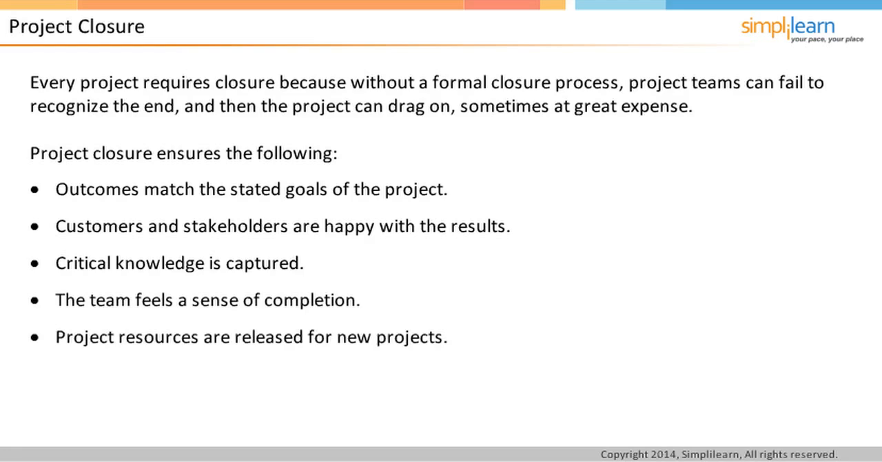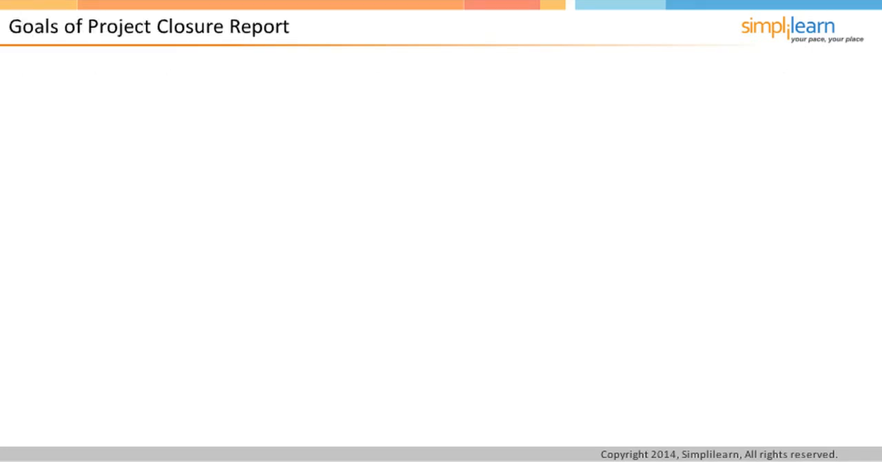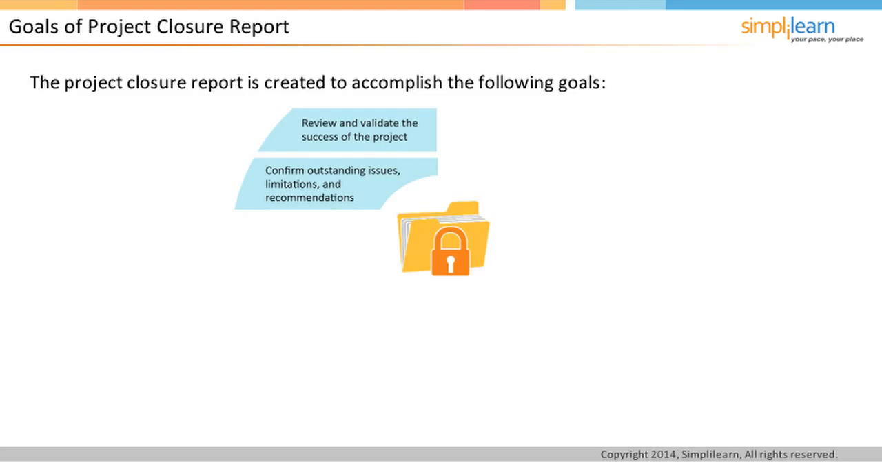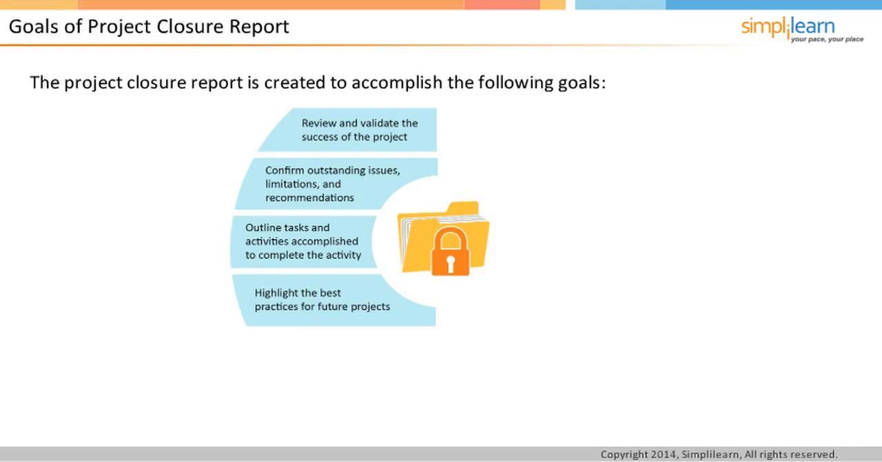The project closure report is created to accomplish the following goals. Review and validate the success of the project. Confirm outstanding issues, limitations, and recommendations. Outline tasks and activities accomplished to complete the activity. Highlight the best practices for future projects. Provide the project report or summary.